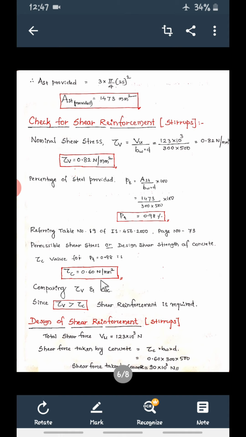So tau C is 0.6, B W is 300, D is 500. So the shear force taken by the concrete is 90 into 10 raised to 3 Newton. Out of the total 123 into 10 raised to 3, the concrete takes 90 into 10 raised to 3 Newton. So who will take the remaining? The remaining shear force will be taken by stirrups.